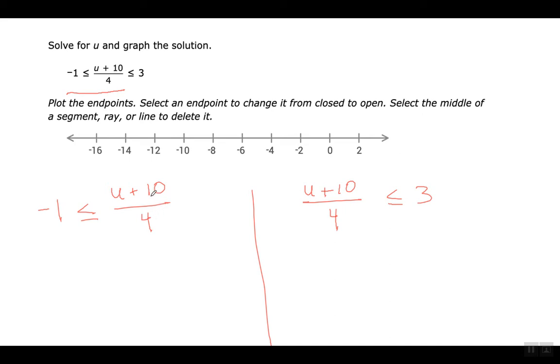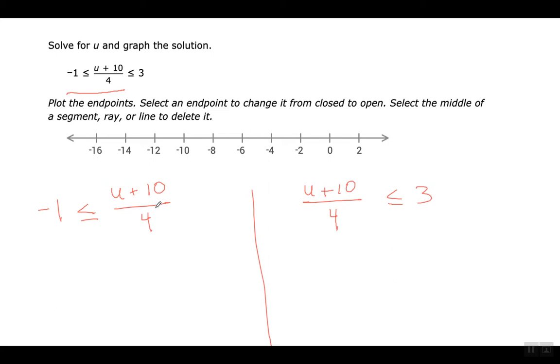Alright. Yo dije que el número que está con el variable se mueve al final. Primero se quita el otro número. En este caso, este 10 está más con esa U que este 4 que está separado aquí abajo. Así que primero voy a quitar el 4. Alright, so the 4, I always do the opposite operation.